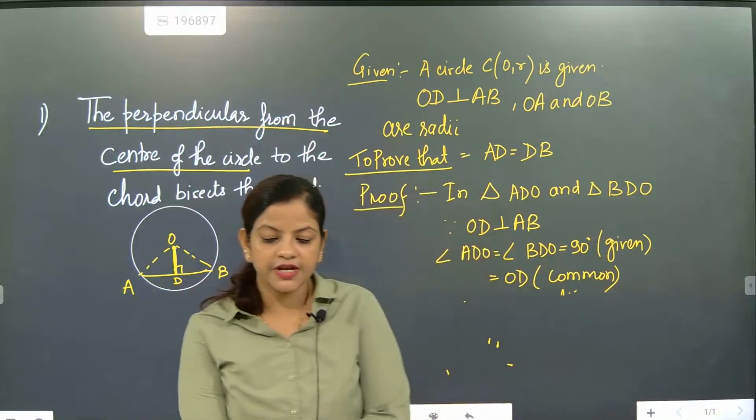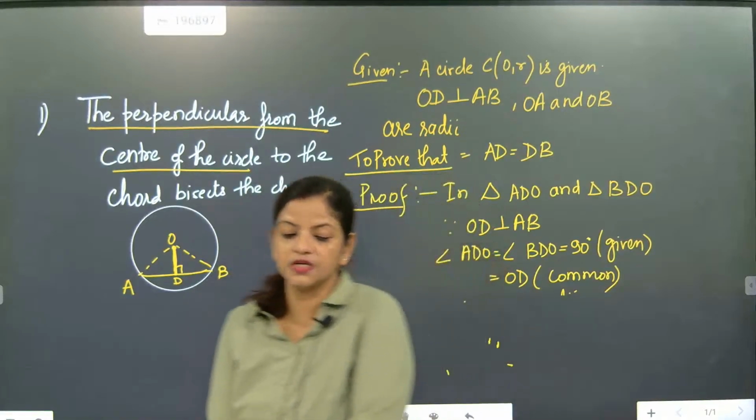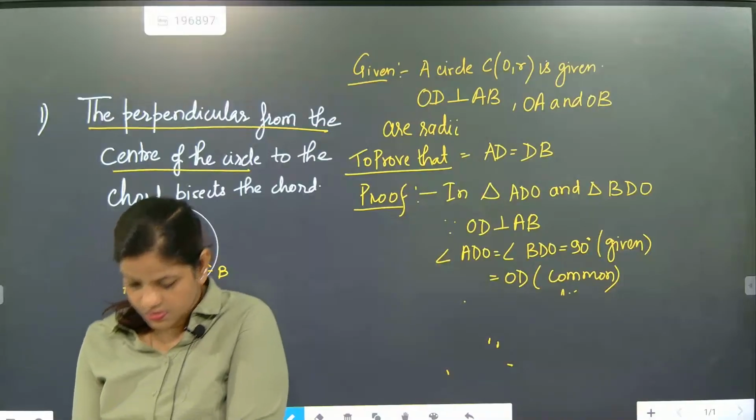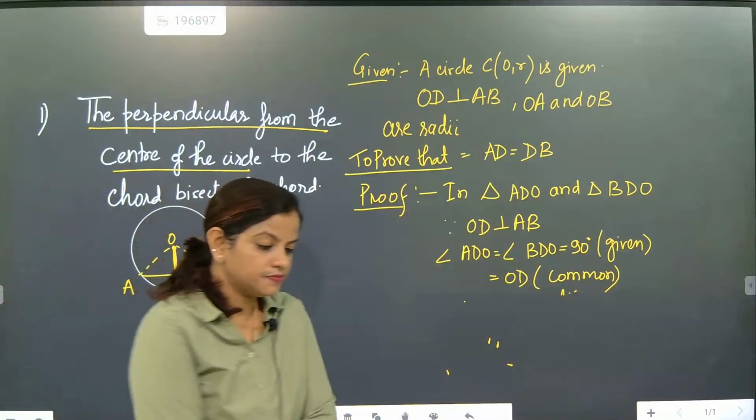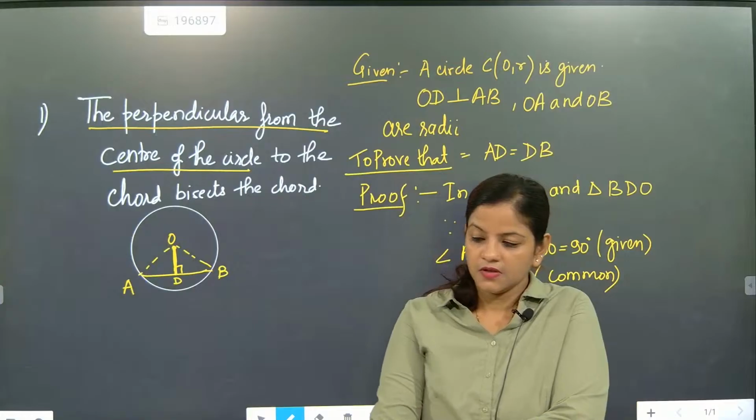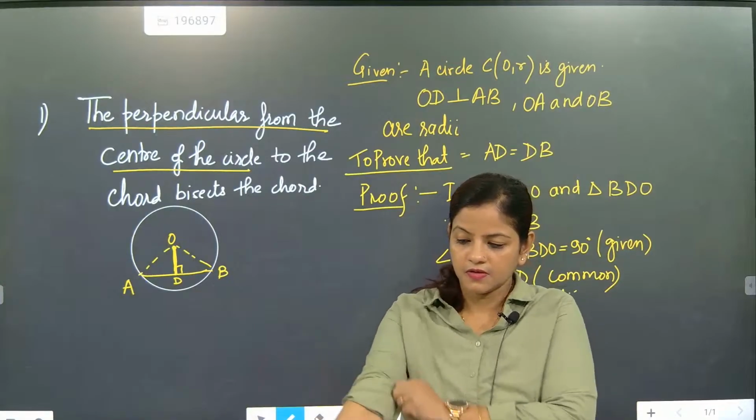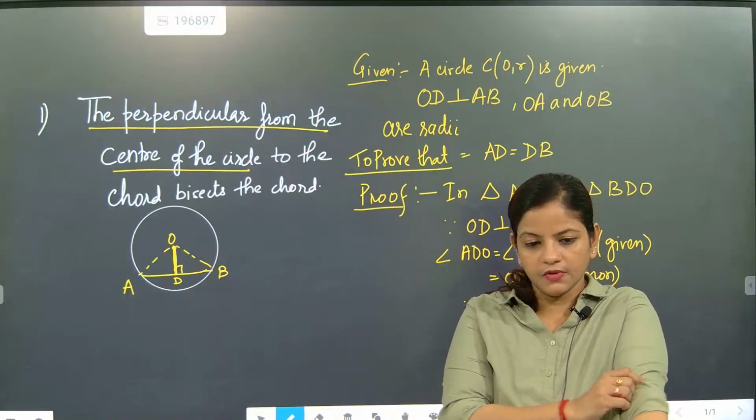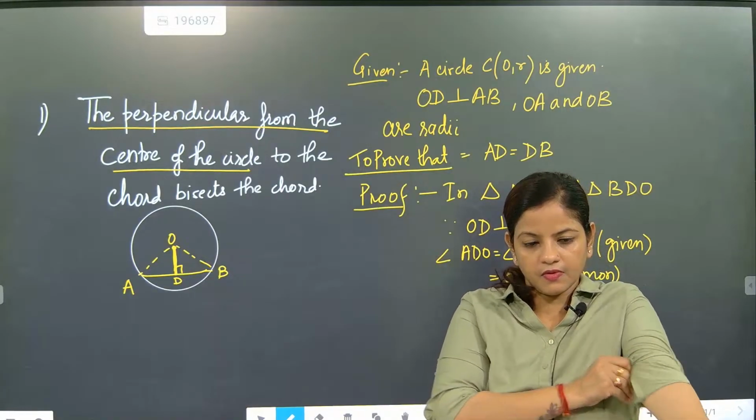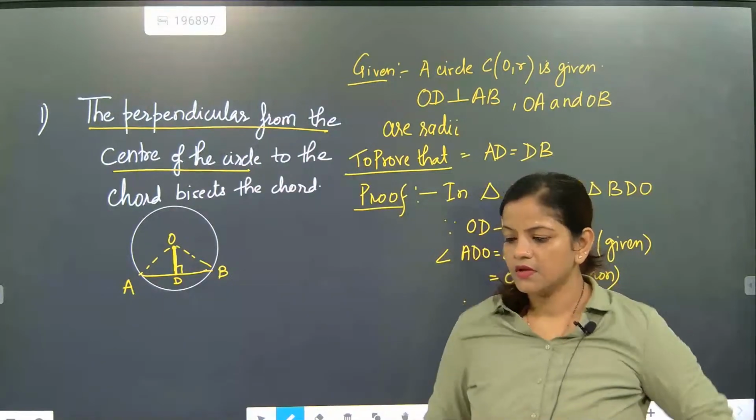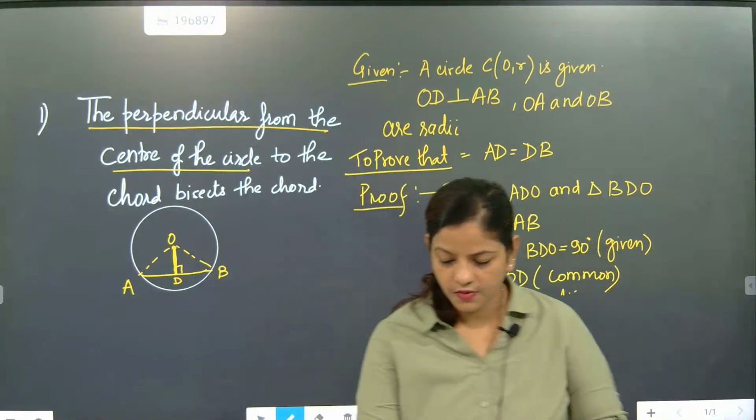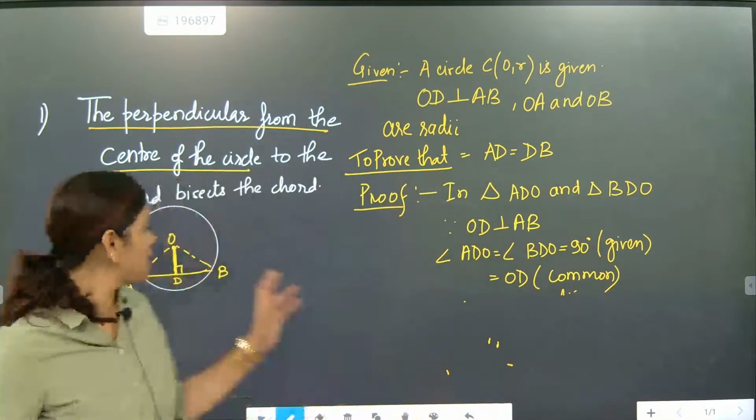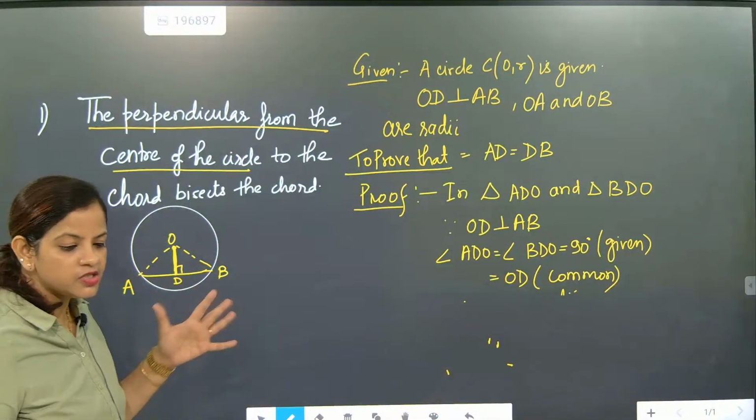Note down that part. The perpendicular drawn from the center of the circle to the chord bisects the chord. Okay? Done? I hope you have understood what is written. So what we have to prove? We have to prove that this side length is equal to this side length. This is what we need to prove.